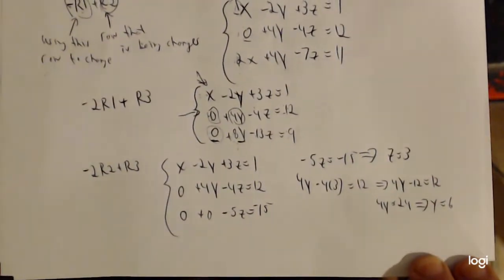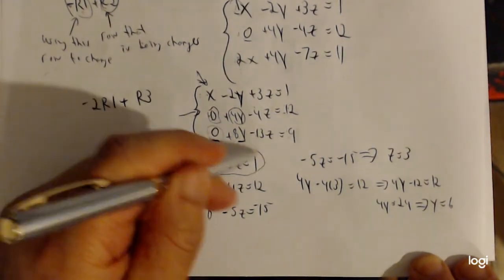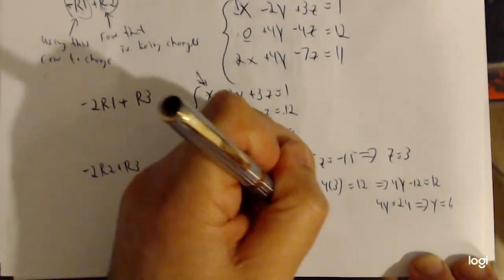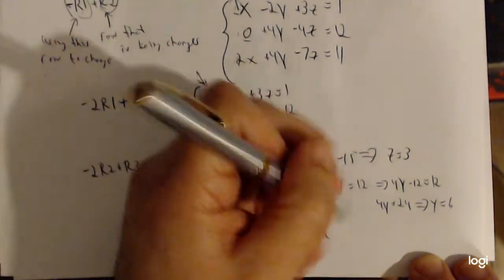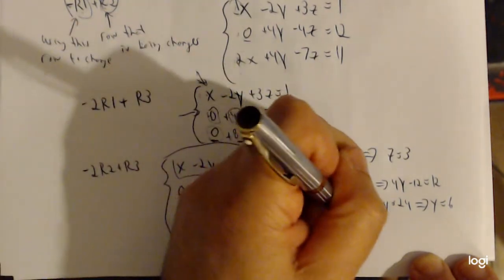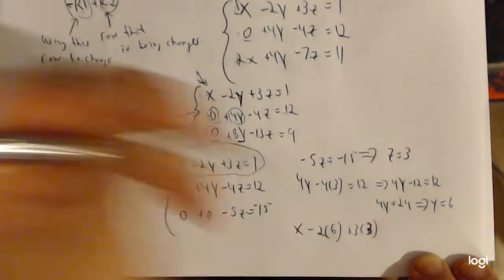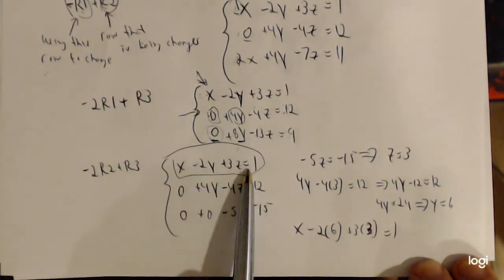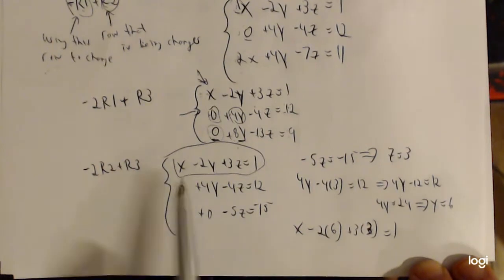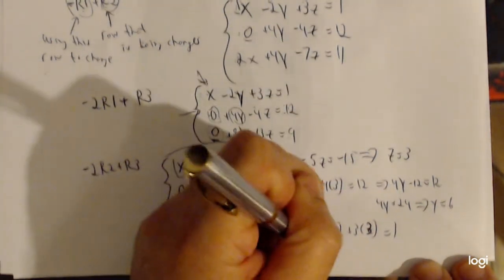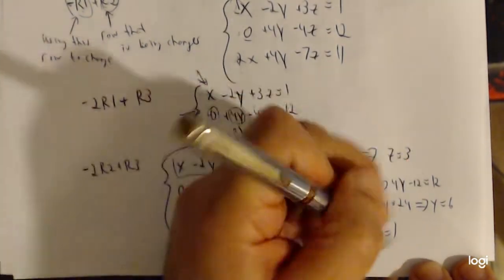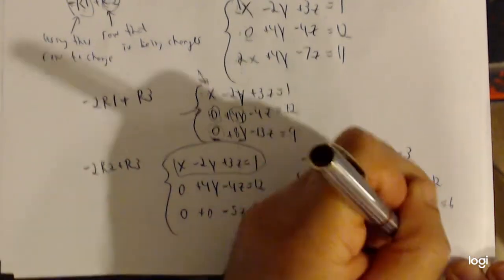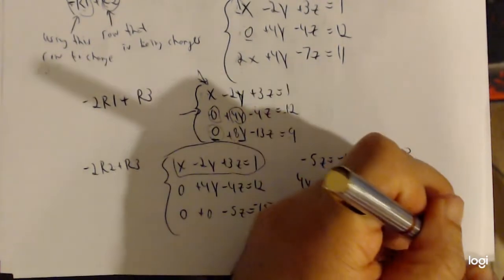Okay? And then lastly, to find x, I come up to the top equation, I substitute 6 for y and 3 for z, and I solve. So this becomes x minus 2 times 6 plus 3 times 3 equals 1. Right? So hopefully you see what I'm doing here. I'm just plugging in what I have for y and z here. That will allow me to solve for x. So what does this become? x minus 12 plus 9 equals 1, which implies x minus 3 equals 1, and that gives me that x is equal to 4.